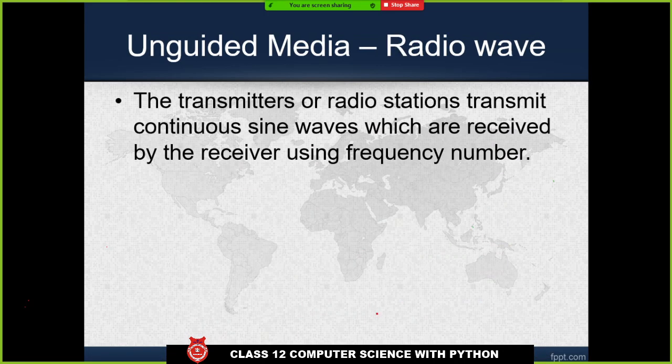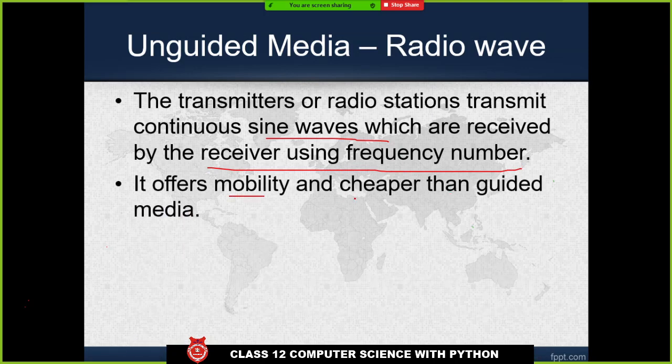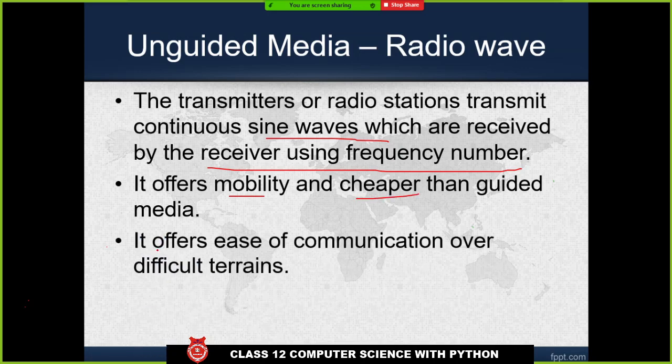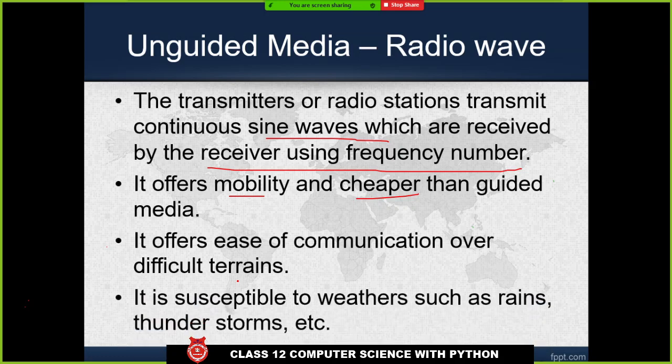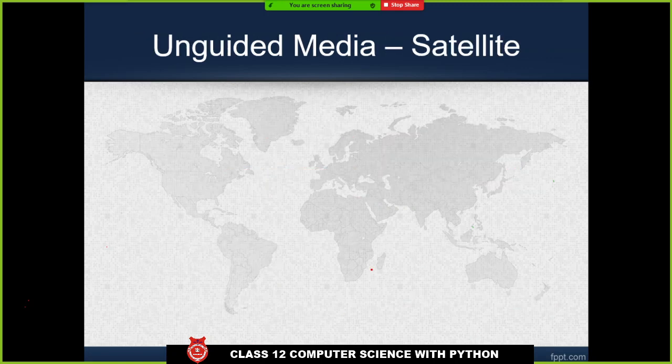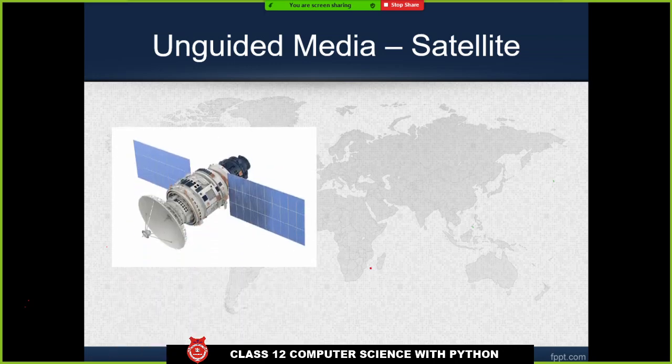And the next one is radio wave. The transmitter or the radio station transmits continuous sine waves, which are received by the receiver using the frequency number. And it offers mobility, is cheaper than guided media, and offers communication over difficult terrain, but the distance is a little bit less. Okay, and as most of the unguided media are susceptible, they can be affected by rain, thunderstorm, cloud, etc.